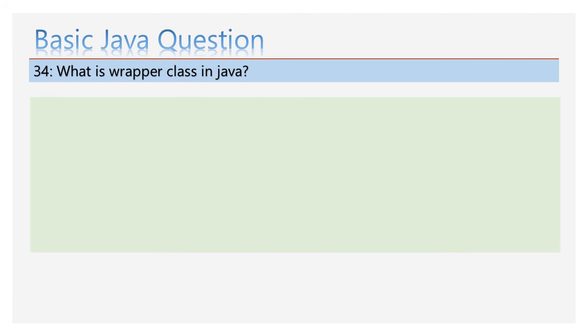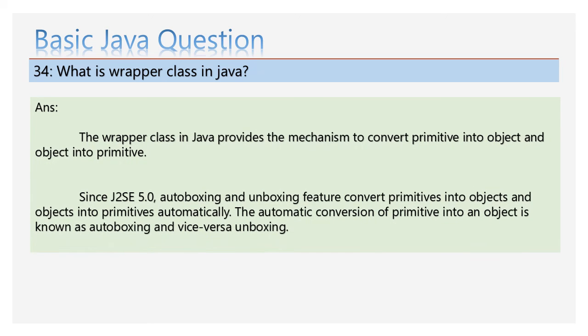What is a wrapper class in Java? The wrapper class in Java provides the mechanism to convert primitive into object and object into primitive. Since J2SE 5.0, the autoboxing and unboxing feature converts primitives into objects and objects into primitives automatically. The automatic conversion of a primitive into an object is known as autoboxing, and vice versa is unboxing.